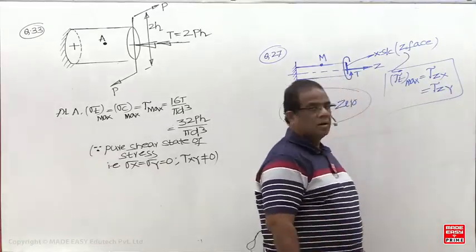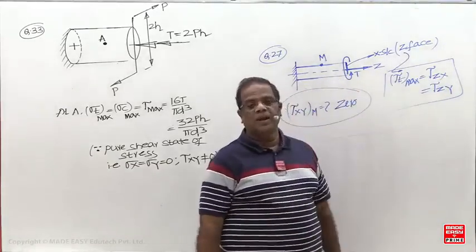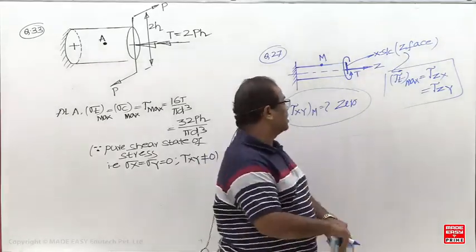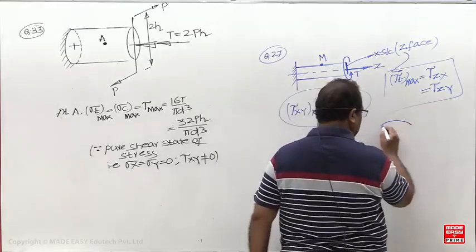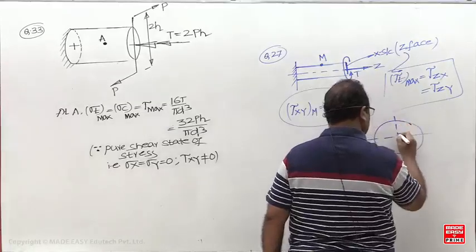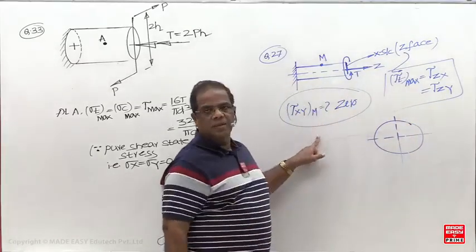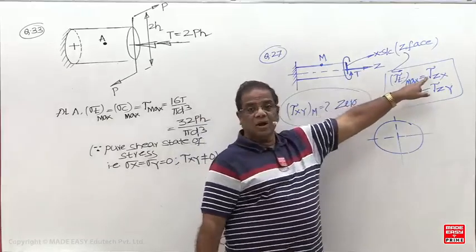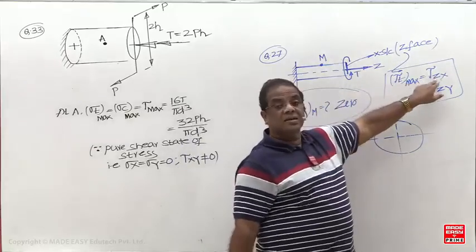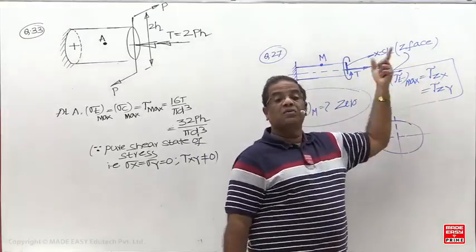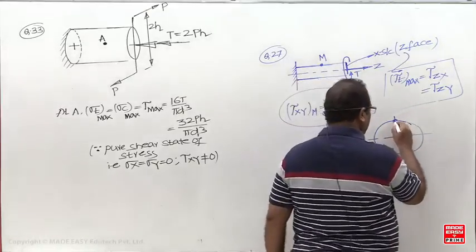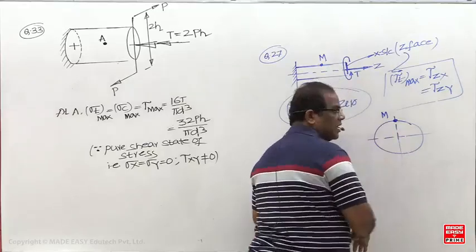Directly the answer is 0. But if you ask tau zx or tau zy, then you have to see the cross section, which is given like this. If you ask tau zx or tau zy, then you need the point. The point is given here.